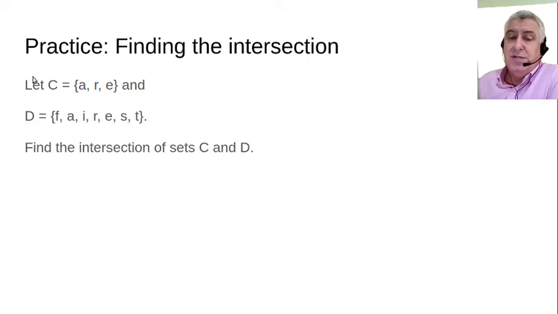Okay, so we're going to let C be these 3 letters here, and we're going to let D be these 7 letters here, and we want to find out which letters are the same in both sets. And so that's the intersection. What letters are in this word that are also in this word? So we're going to find the intersection of C and D. I want you to think about how you would draw the Venn diagram for this for a second.